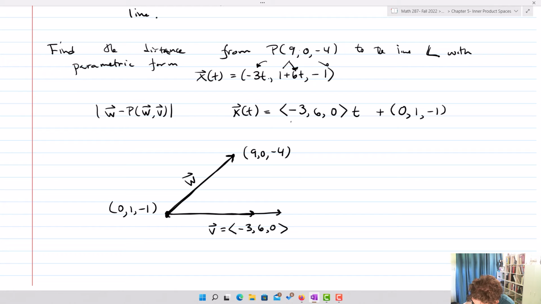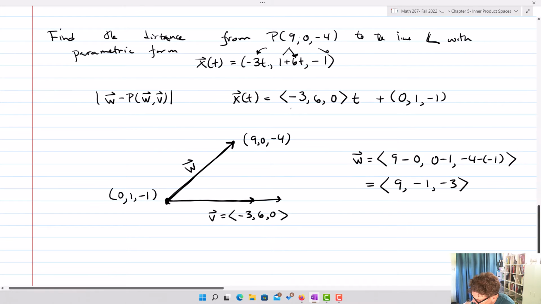So W, which we'll find first, is going to equal 9 minus 0, 0 minus 1, and negative 4 minus negative 1. I know it's not in the right position, but it's fine, we're just demonstrating. So this ends up being 9, negative 1, negative 3, and there's W.